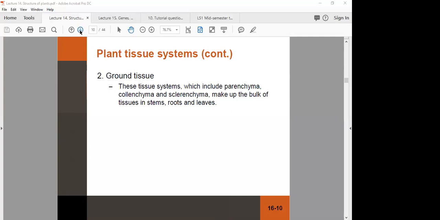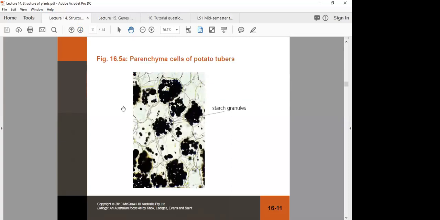So let's start with some examples of parenchyma cells. Here are parenchyma cells found in potato tubers. And these cells here have been stained with a particular dye that specifically stains for starch. And hence you can see all these black starch granules within the cells. So obviously these parenchyma cells are specialised for storage.